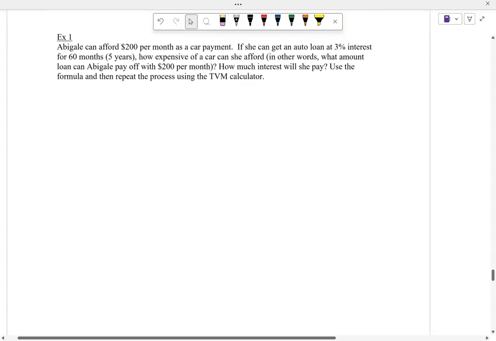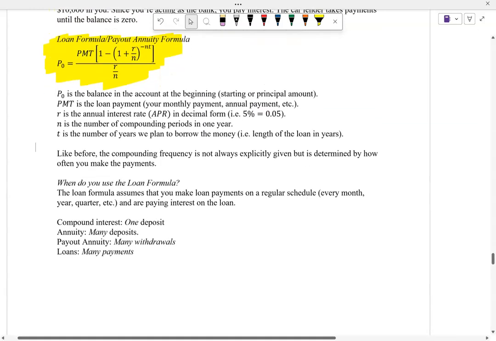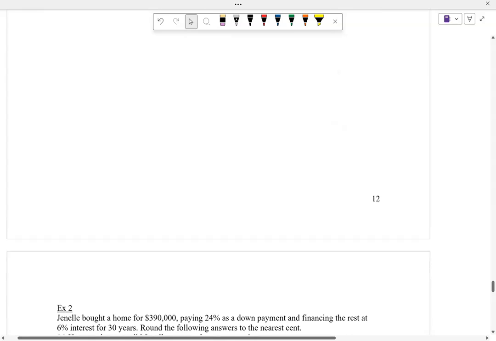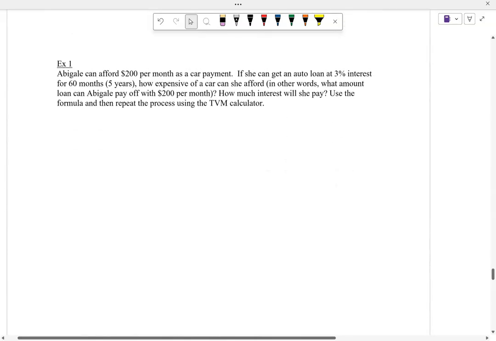let's look at this first example here. Janelle bought a home for $390,000, paying 24. Oops. Sorry about that. I'm jumping ahead here. There we go. Abigail.